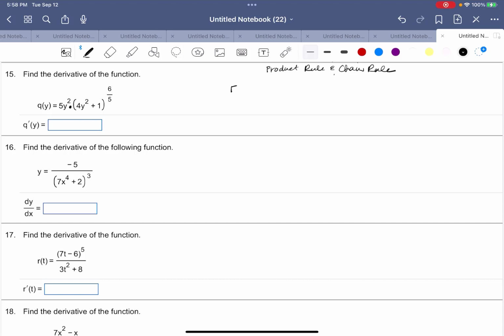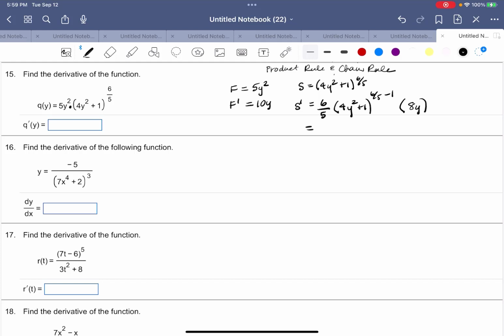So my first function is 5y squared, and f prime is 10y. My second function is 4y squared plus 1 to the 6/5. So my s prime is the power, 6/5, times the base, 4y squared plus 1, to the power, 6/5 minus 1, and now the chain, 8y.